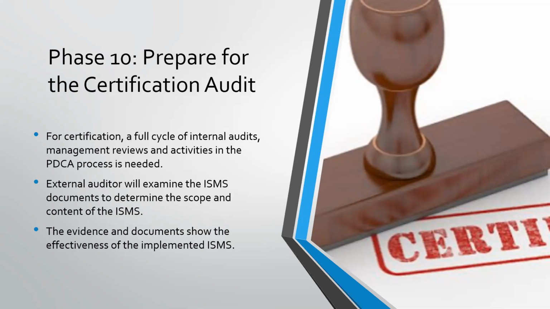The external auditor will first examine the ISMS documents to determine the scope and content of the ISMS. The objective of the review and audit is to have sufficient evidence and review audit documents sent to the auditor for review. The evidence and documents will demonstrate the efficiency and effectiveness of the implemented ISMS in the organization and its business units.